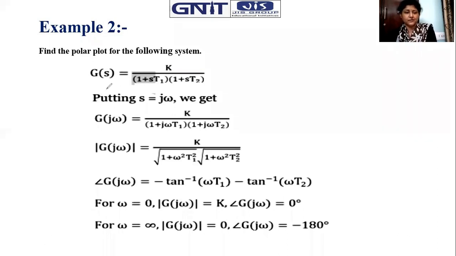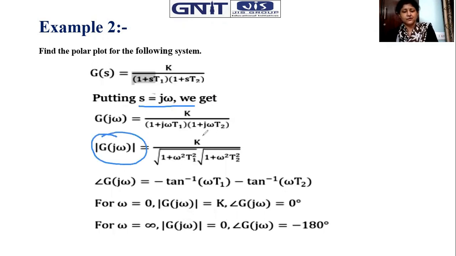Okay, much better. So what is G(s)? We are representing here a second order system, as the highest order of s in the denominator polynomial. Can you remind? G(s) is K divided by (1 plus s tau 1) into (1 plus s tau 2). So again, same approach: you have to put s equals j omega, then find the magnitude.